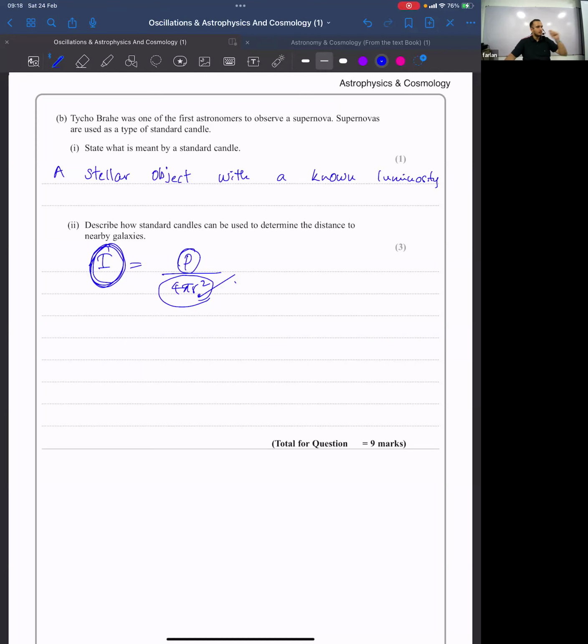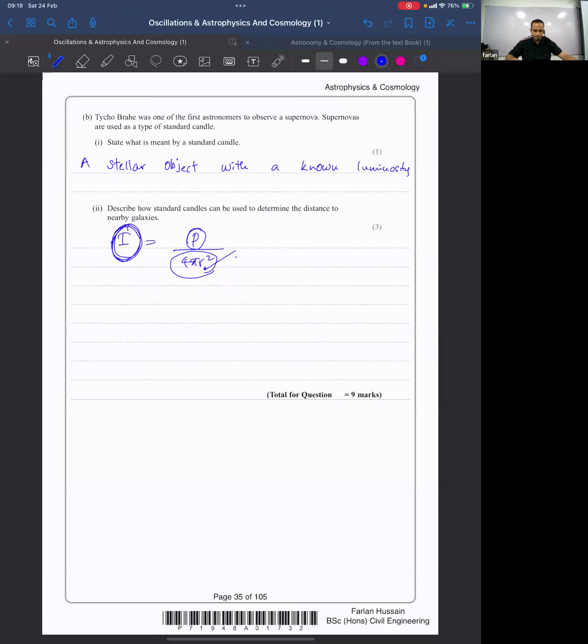Okay, read the answer again. No, read it for me to hear. Can you read the answer? Correct. It's a 3 mark.